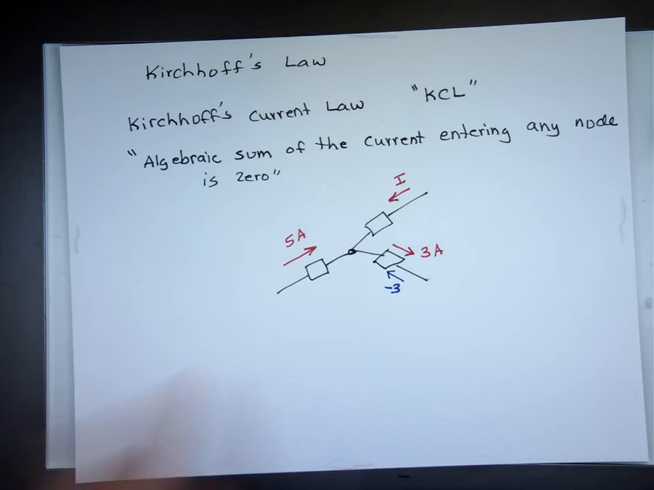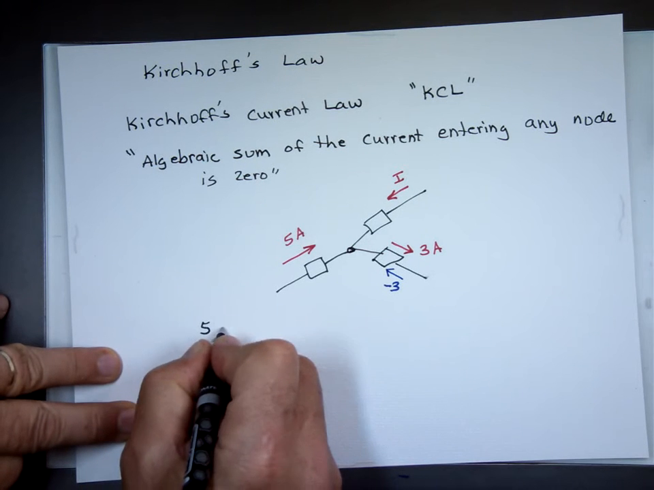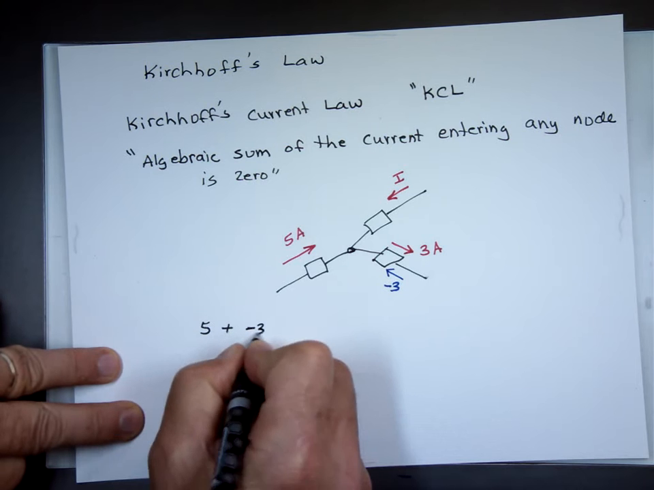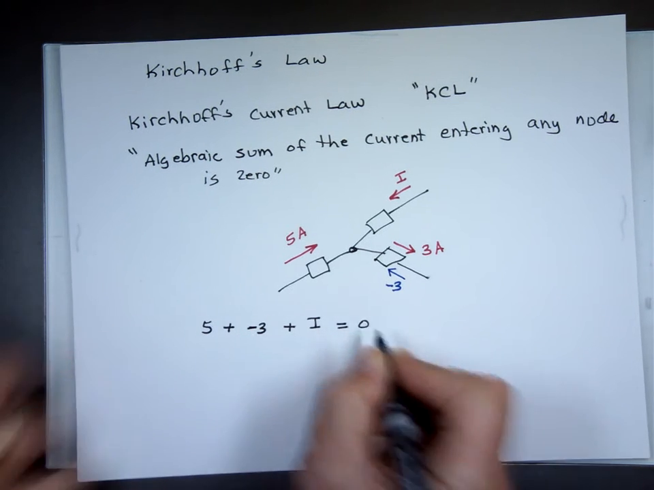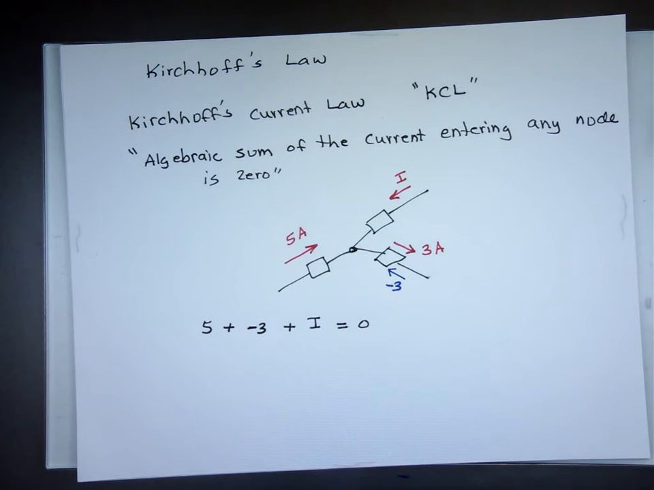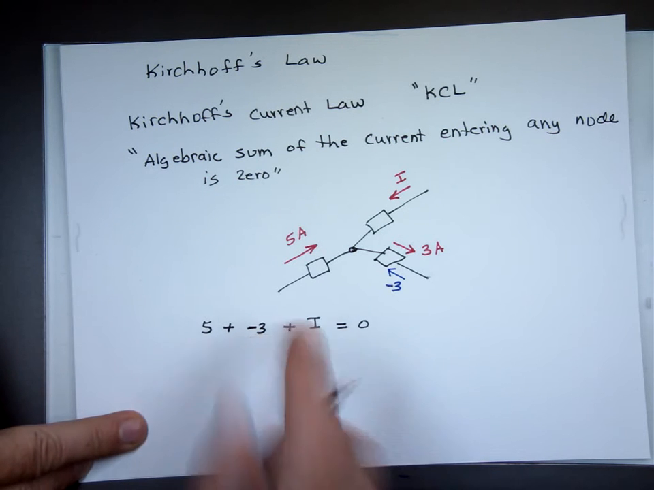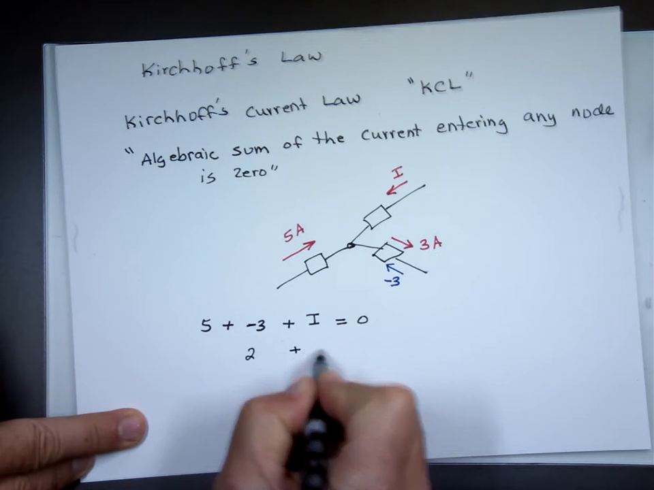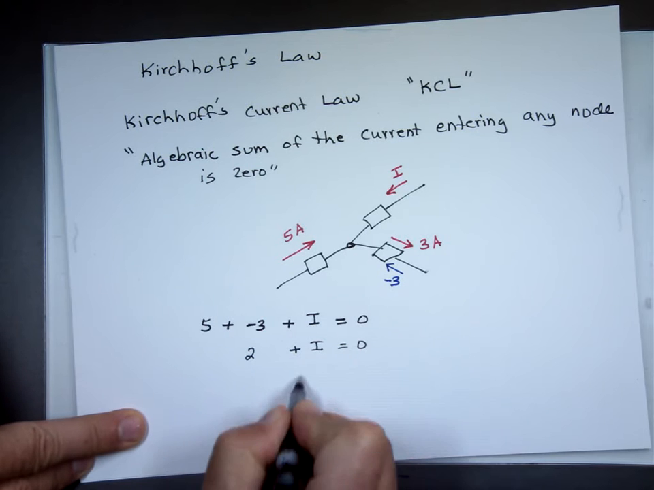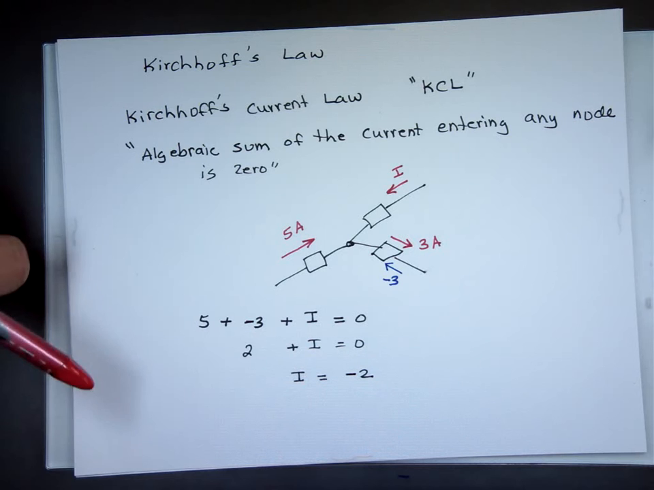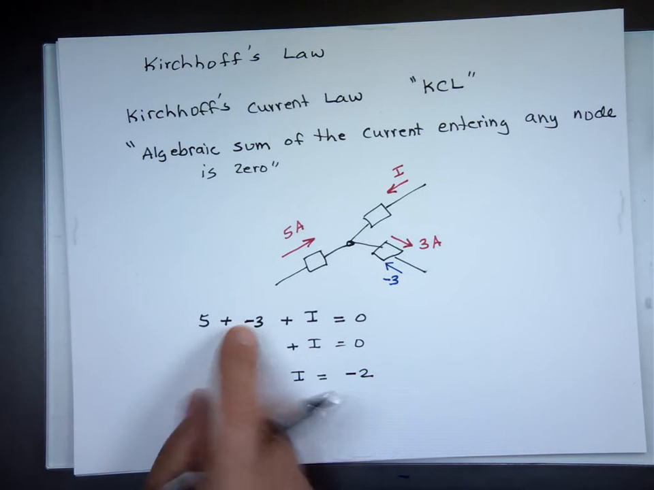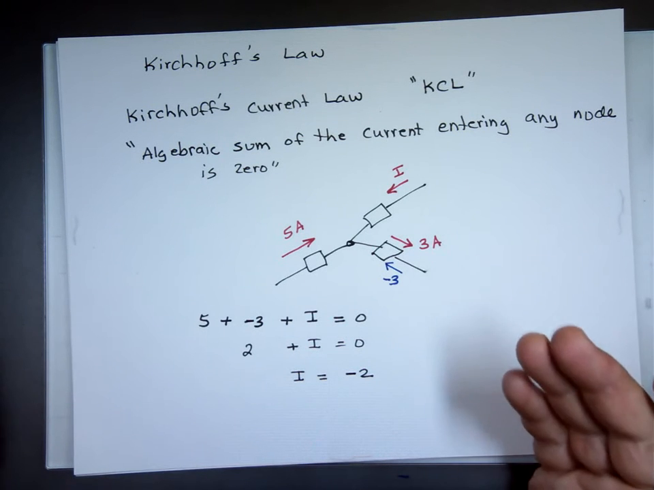So if we take these three currents and add them, we go 5 plus a -3 plus I has to equal 0. Five plus a -3, that's a 2, plus I is equal to 0. I will have to be what? -2. So if the current is leaving the node, we make it a negative value. If it's going to the node, we make it a positive value.